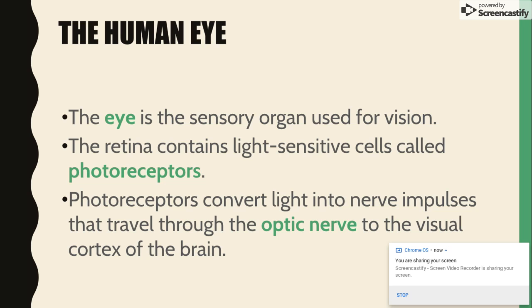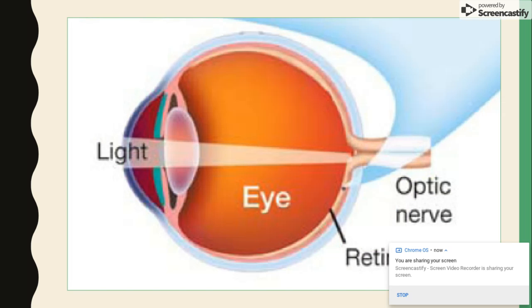So inside our eye, we have what's called a retina. That retina has special cells in it called photoreceptors, and those photoreceptor cells are the ones that take those light waves, turn them into nerve impulses that can then travel to our brain and send a signal. This is the image you should be seeing.